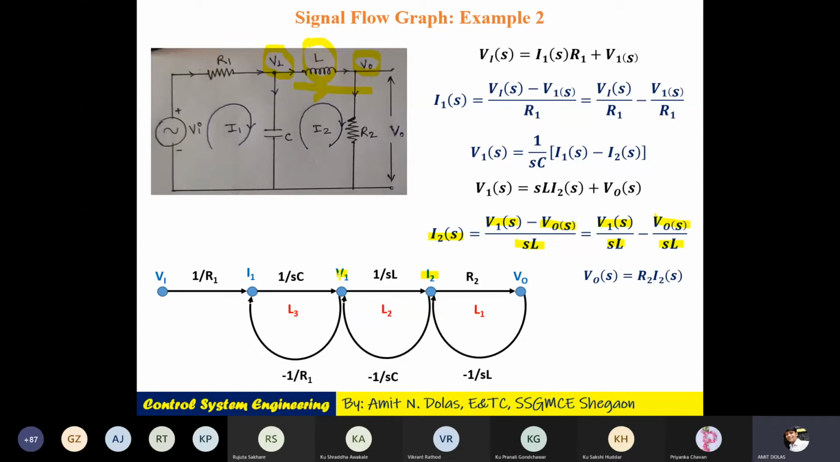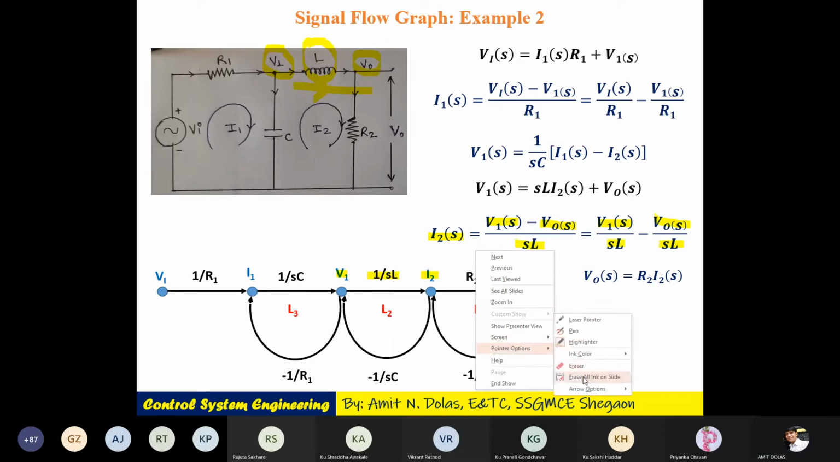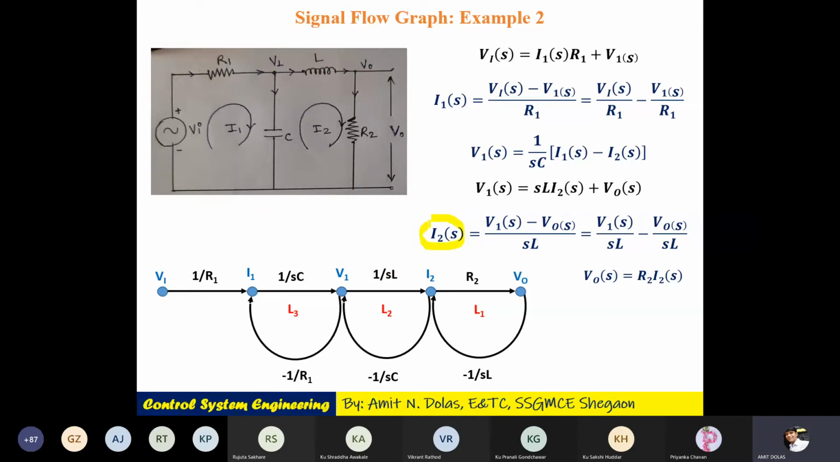So I2 का relation with V1 is straightforward. That is 1 by SL. I'll mark that. But I2's relation with V0 will be minus 1 by SL. So V0 में से एक arrow निकालना है. It will go into the I2 node and is minus 1 by SL. You can see all the branches are formed, all the loops are formed. यहाँ तक हम आ चुके हैं. These are all formulated here.